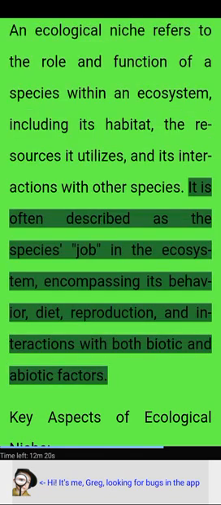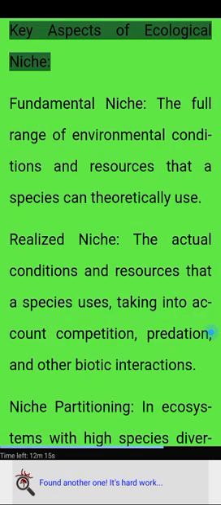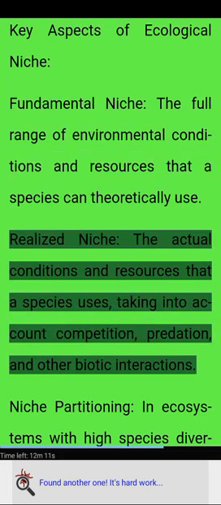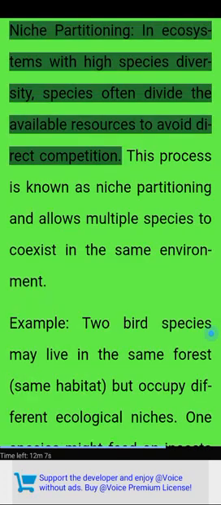It is often described as a species' job in the ecosystem, encompassing its behavior, diet, reproduction, and interactions with both biotic and abiotic factors. Key aspects of ecological niche. Fundamental niche. The full range of environmental conditions and resources that a species can theoretically use. Realized niche. The actual conditions and resources that a species uses, taking into account competition, predation, and other biotic interactions.